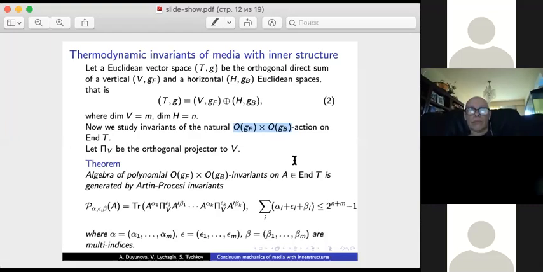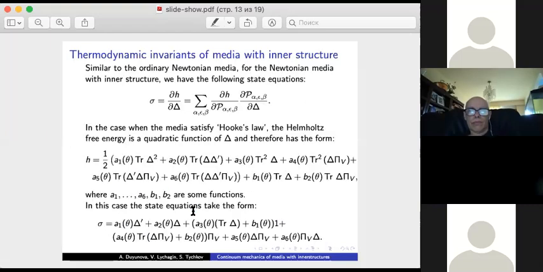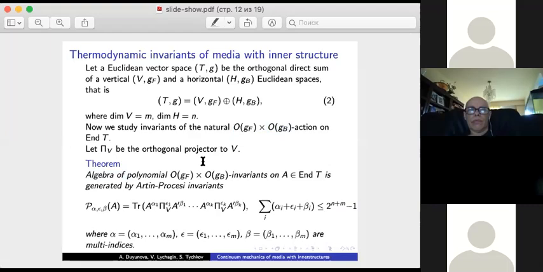As I said before, we again use the Artin-Procesi theorem, which delivers us the algebra of polynomial invariants of this action on operators. And again, as before, all rational invariants of this action are generated by independent polynomial invariants, by independent polynomial Artin-Procesi invariants.